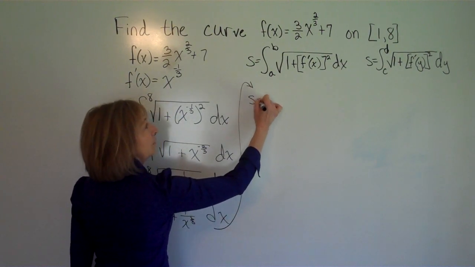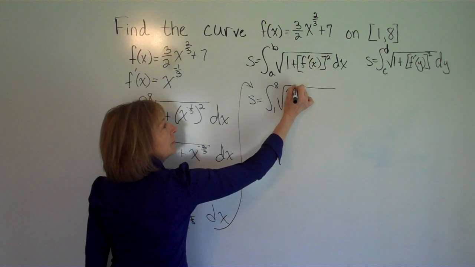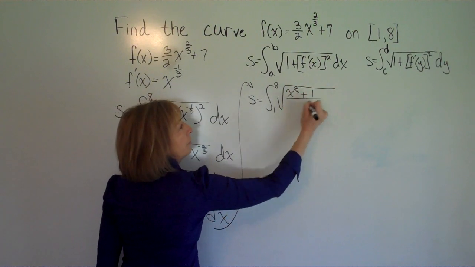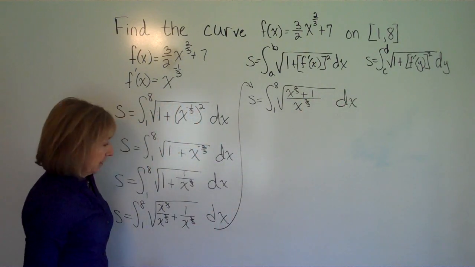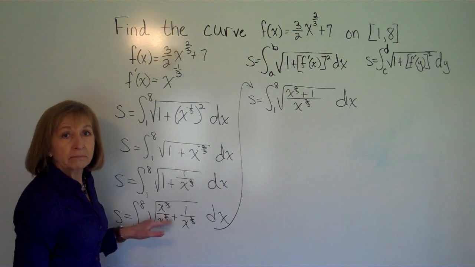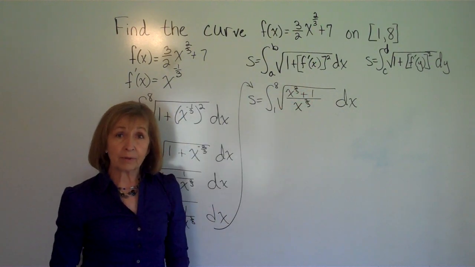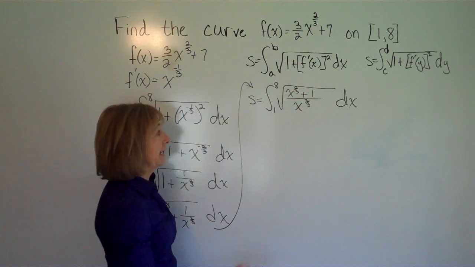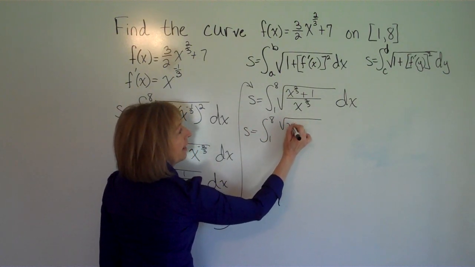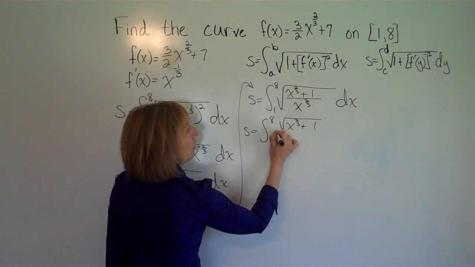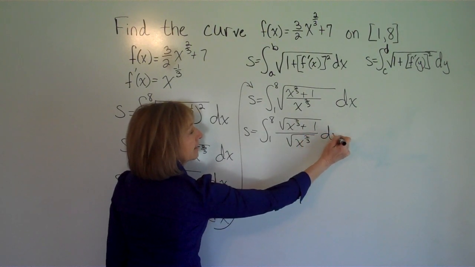That gives me s equal to the integral from 1 to 8 of the square root of x to the 2/3 plus 1, all over x to the 2/3, all under the radical, and then dx. So I just got the common denominator, added the numerators, kept the common denominator. Now, in a quotient, I can break up the radical of the numerator and the radical of the denominator. So that'll be the square root of x to the 2/3 plus 1 over the square root of x to the 2/3, and that's dx.